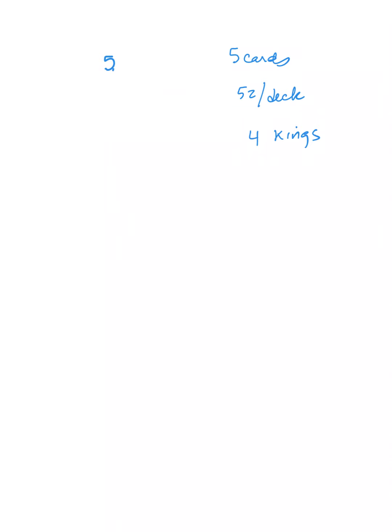Is that a hand that's hard to get, 3 kings out of 5 cards? Extremely. So I would expect this probability to be a very low percent, because if it was easy to do, people would win poker games all the time. So you have 4 kings and you have 48 not kings. If we have 52 cards and 4 of them are kings, 48 are not kings. Does everybody understand that? Yeah.